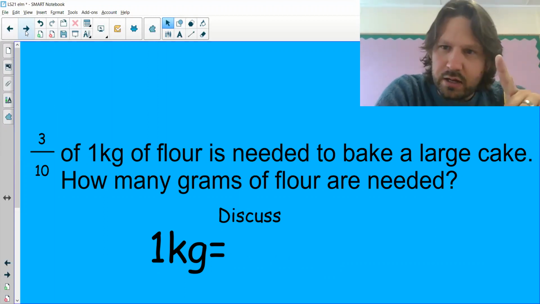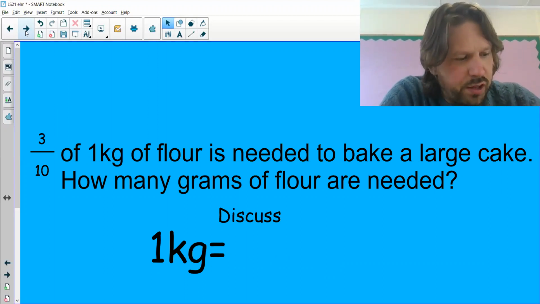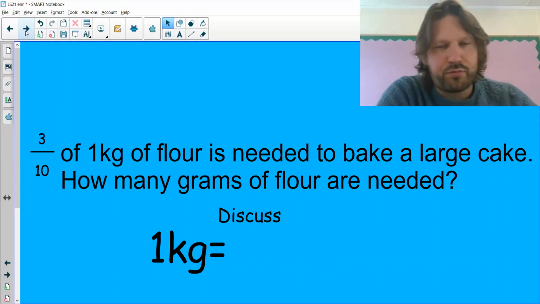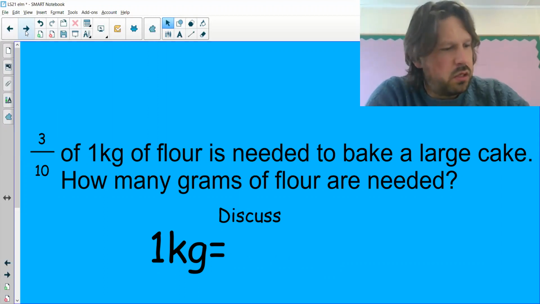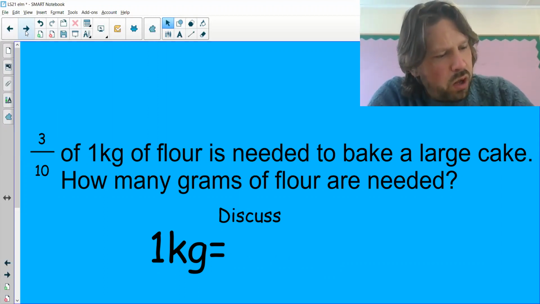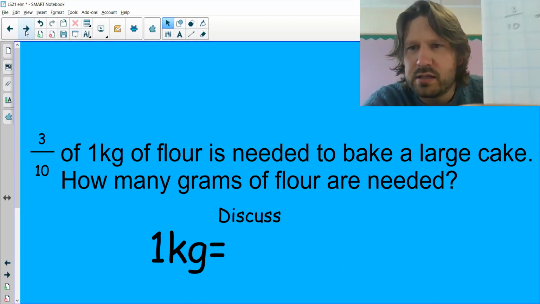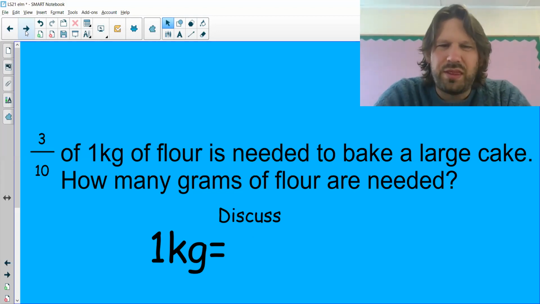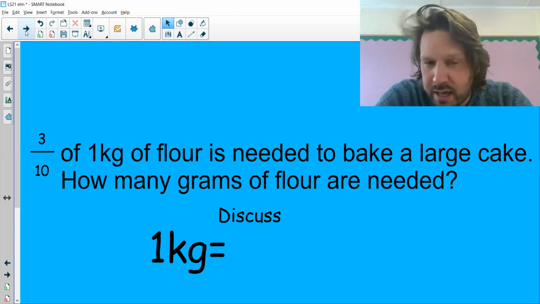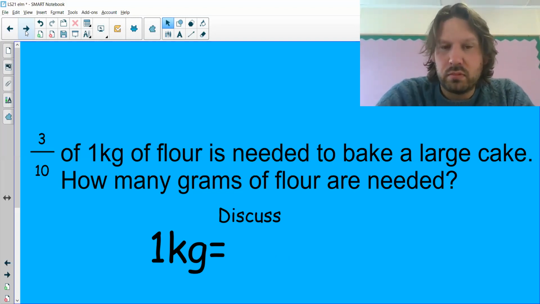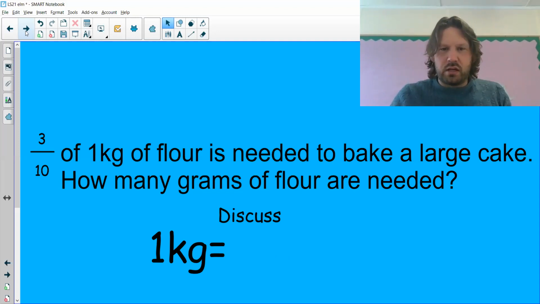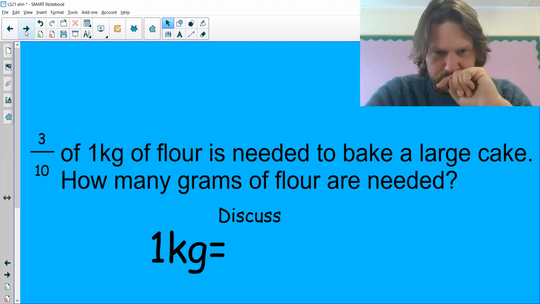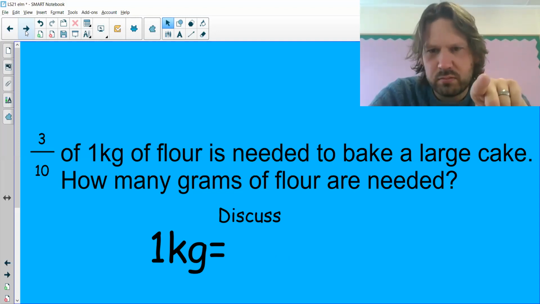So I'm going to write that question down, or rather the important bits of it. So 3/10 of 1 kilogram equals. So I'm going to write it down like this, and that will become useful later. First of all, one thing that's really important is we work out what 1 kilogram is worth. We need a smaller unit. So we're going to look at grams. 1 kilogram is worth how many grams?